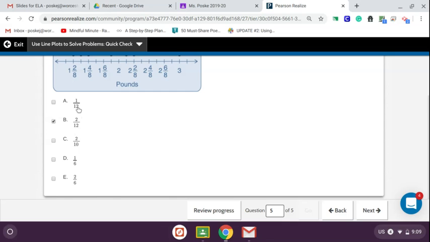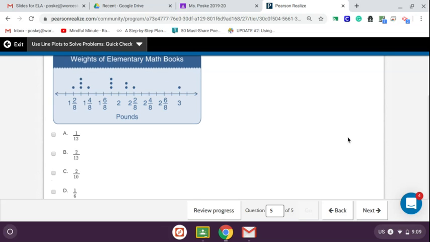2/12 equals one of these. Which one does it equal? Is 2/12 equivalent to 1/12? Is 2/12 equivalent or equal to 2/10? Is 2/12 equivalent or equal to 1/6? Is 2/12 equal or equivalent to 2/6? Okay, so think about equivalent, think about equal, think about what's the same. Which one of these fractions are the same as 2/12? All right, and that's going to be your second answer.